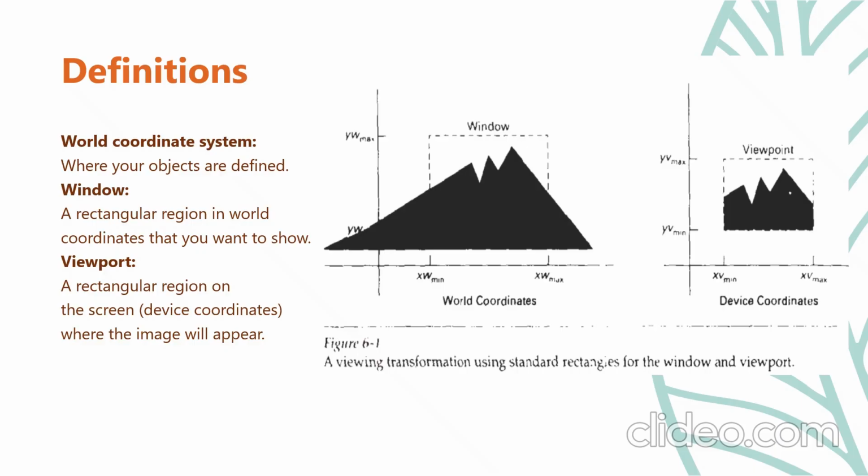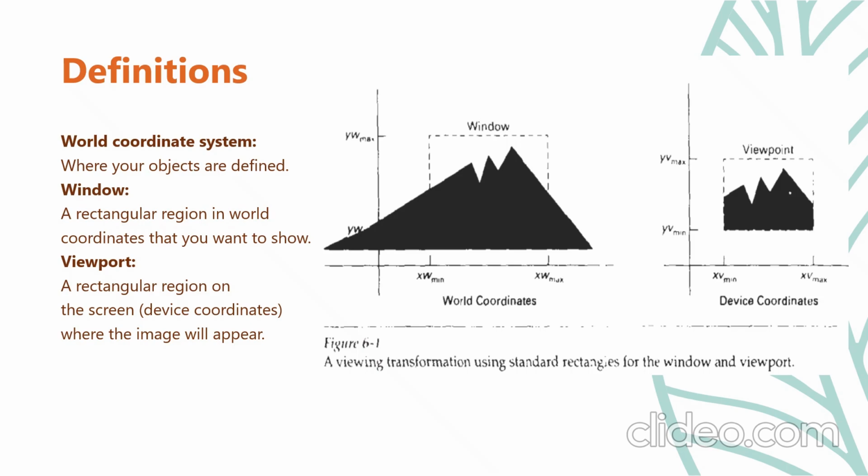And the second term is window. As we have already discussed, a window is a rectangular region selected from the world coordinates. It defines exactly what portion of the scene we want to display. Anything outside the window is ignored during viewing.